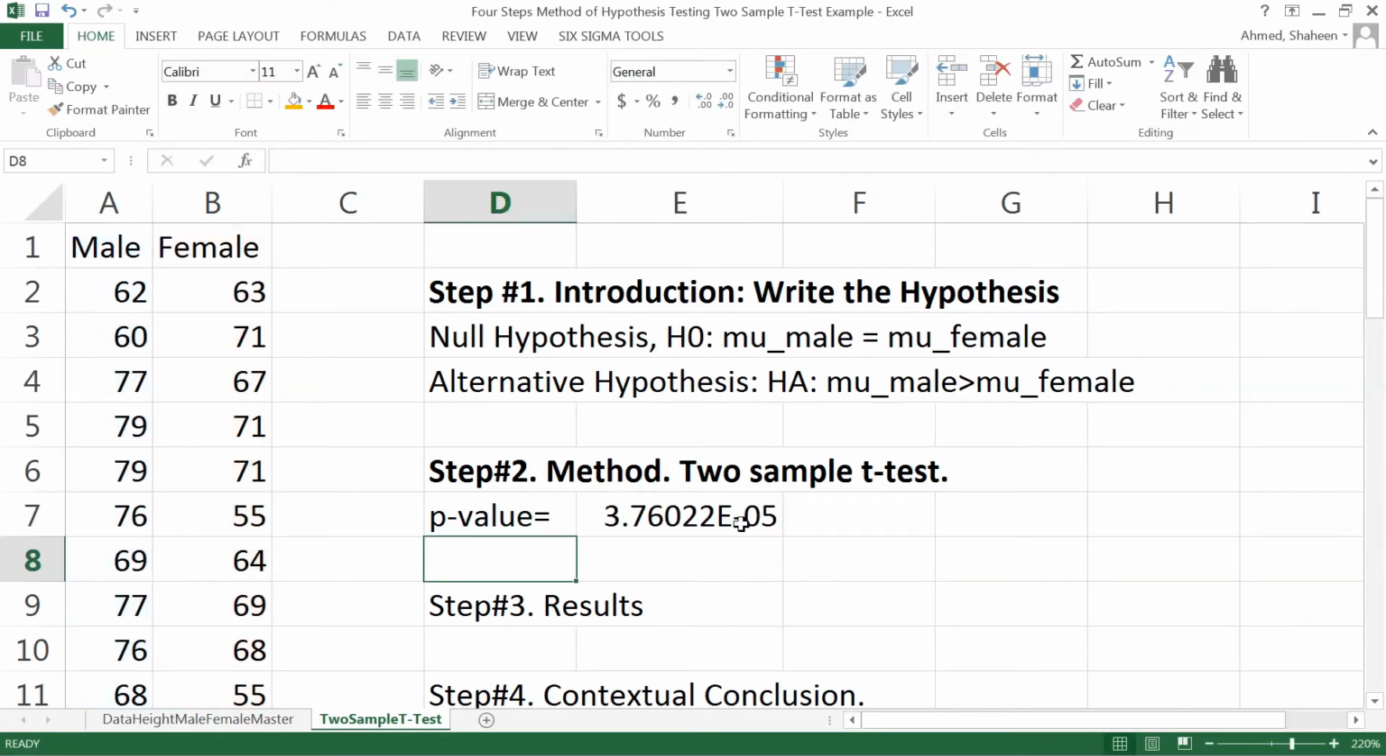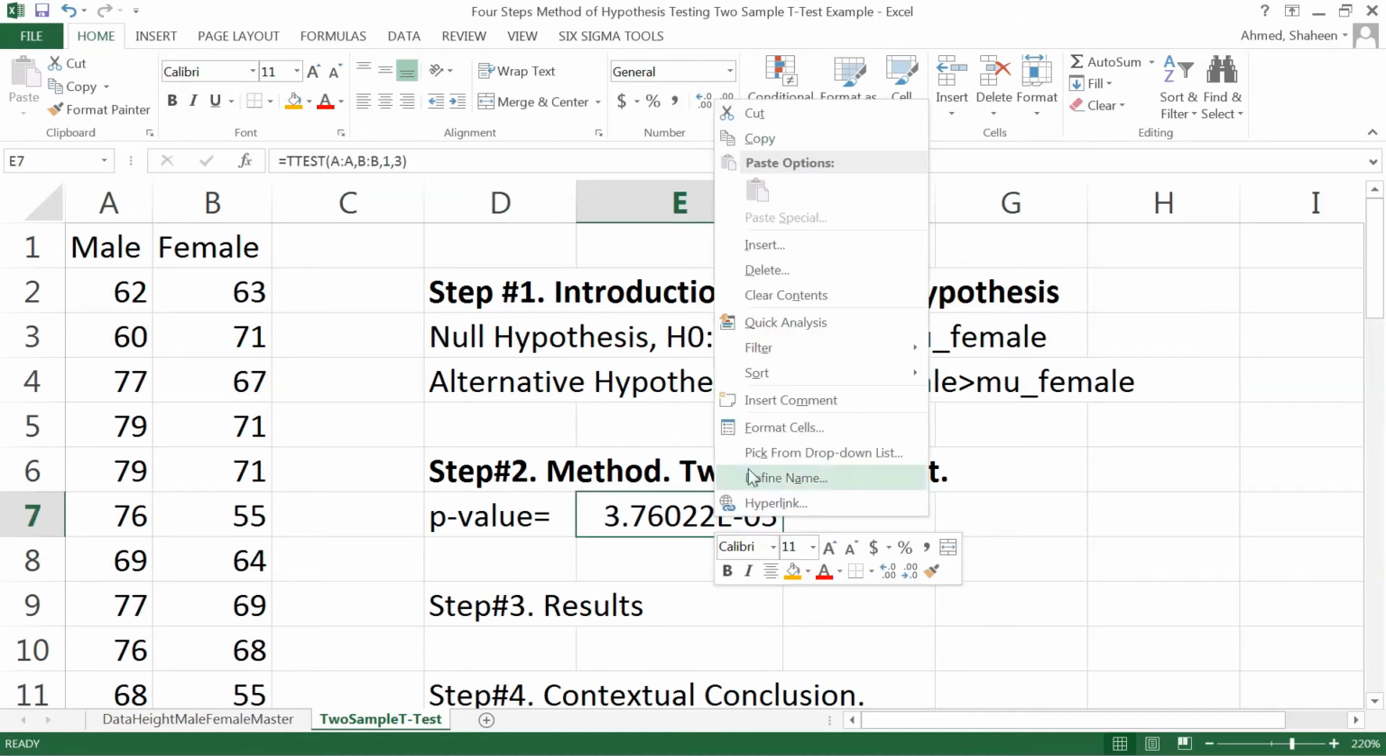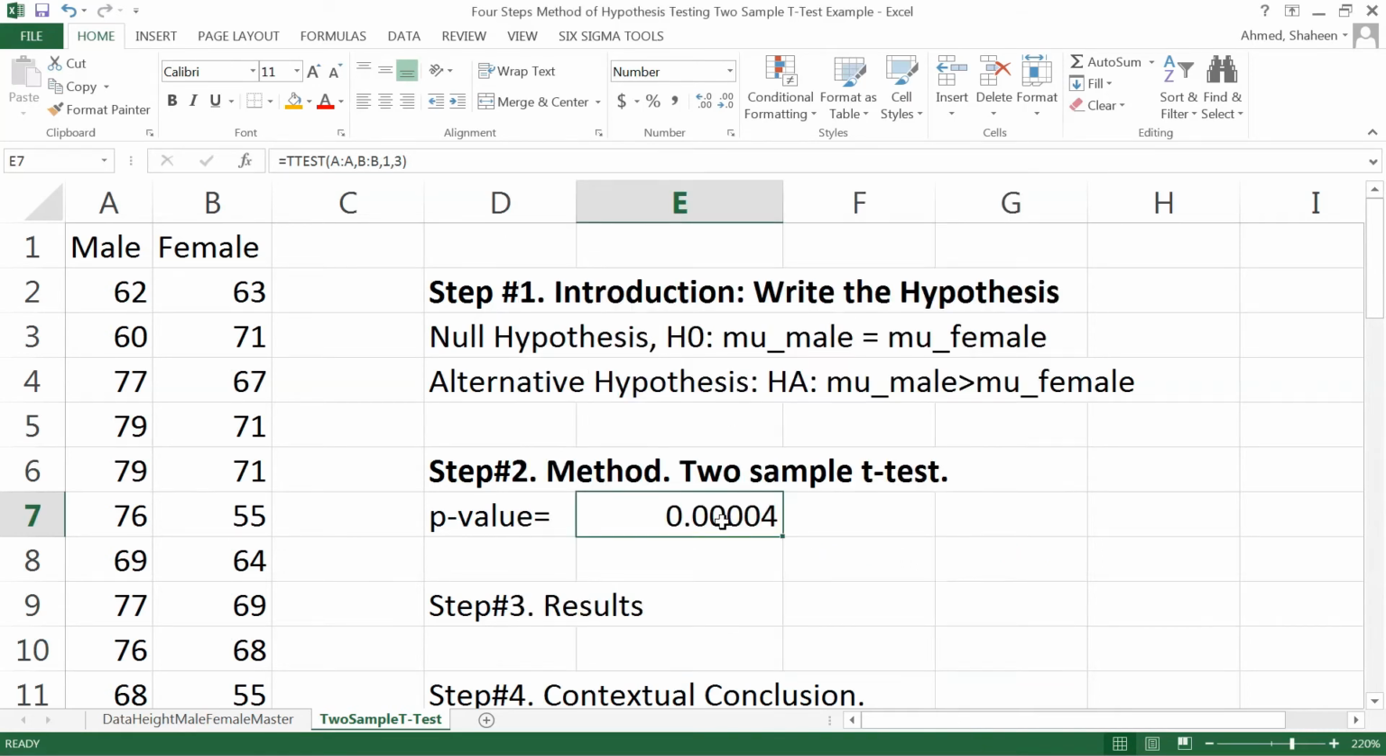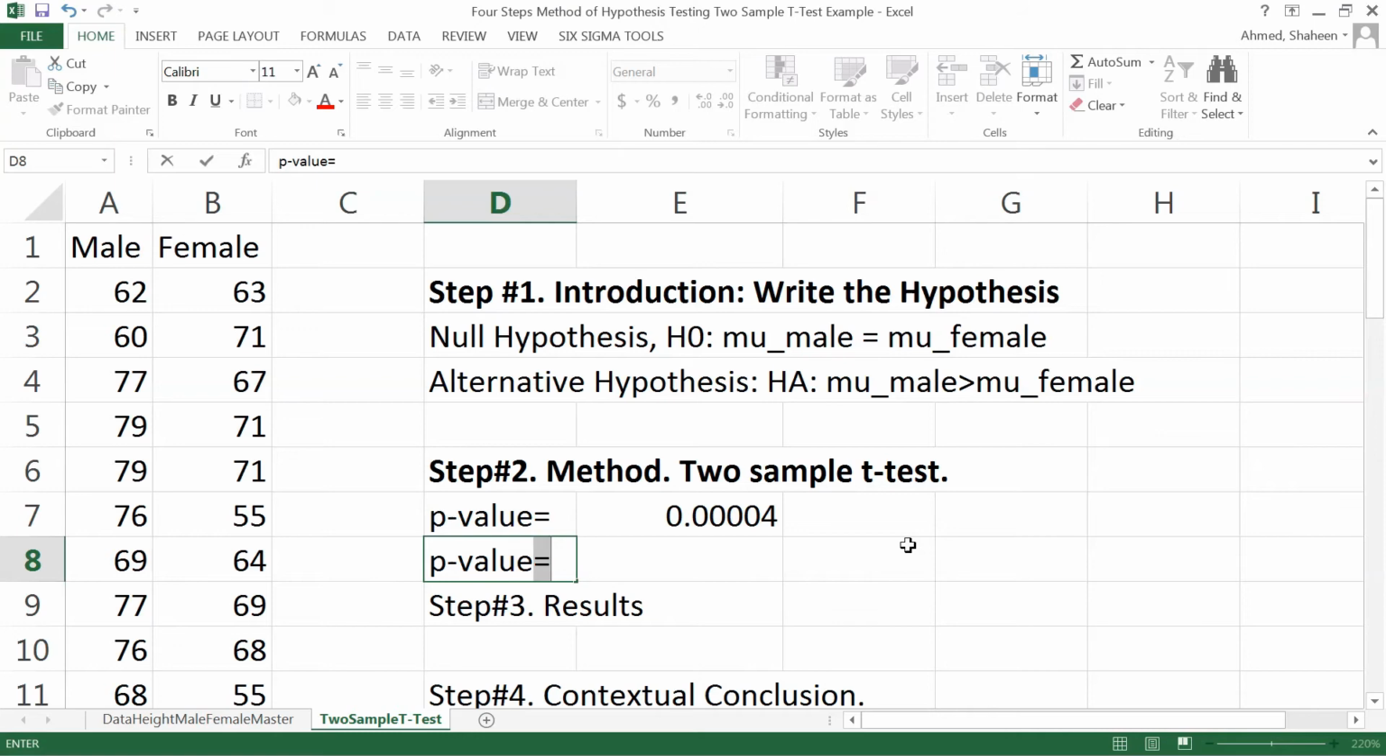So this is the probability value. This value is basically 0.000004. That means in 4 out of 100,000 trials, you will see this null hypothesis happen. So the probability of the null hypothesis happening is too low. As I have explained in the video where I explained what is p-value, the p-value is the probability for the null hypothesis to happen.